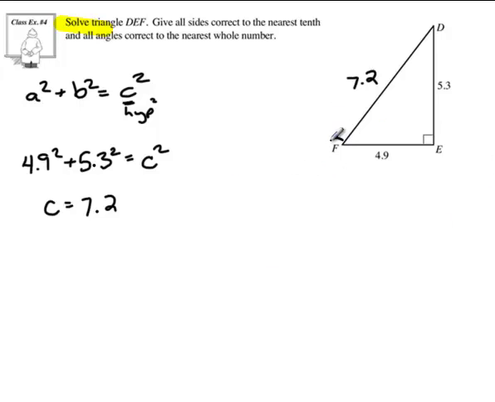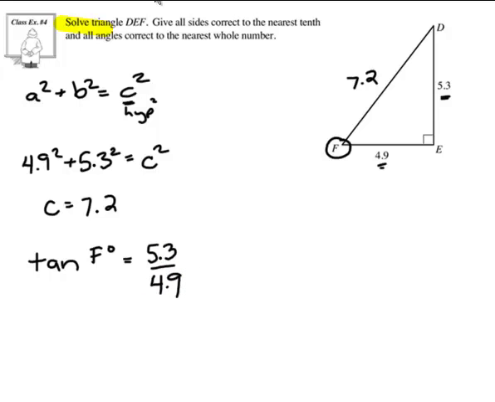Now pick an angle to start with. I'm going to go with angle F. Because I know all the side lengths, I can use any trig ratio I want. So pick one. It really doesn't matter. We know every side length. Just to be different, I'm going to try to use tan. The tan of angle F, which I'm not sure what that angle is, would be equal to the length of the opposite side divided by the length of the adjacent side. So 5.3 divided by 4.9.